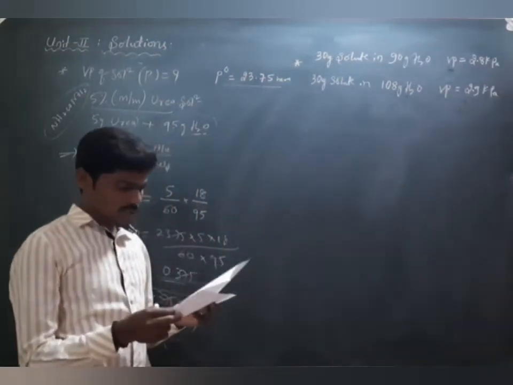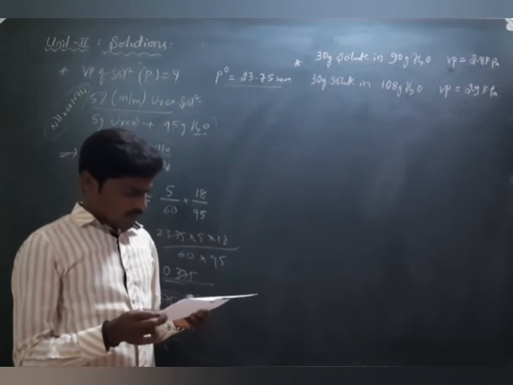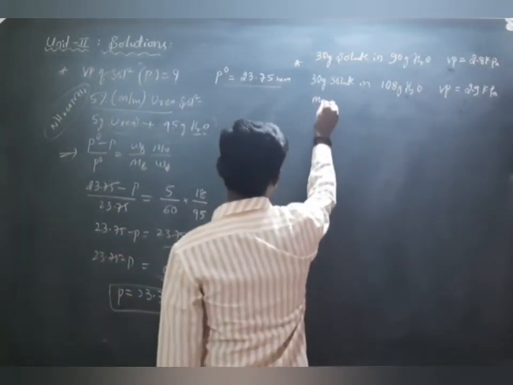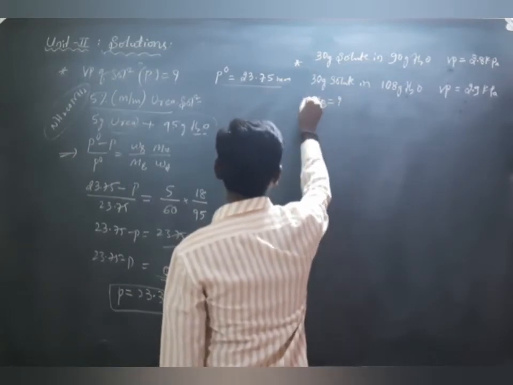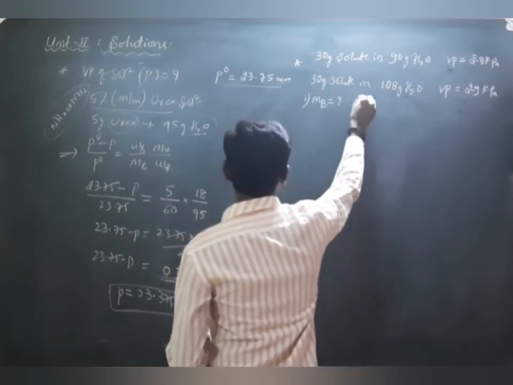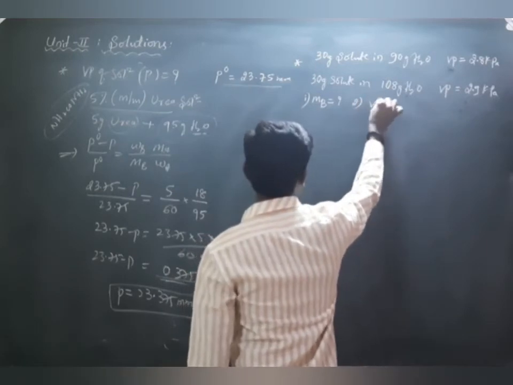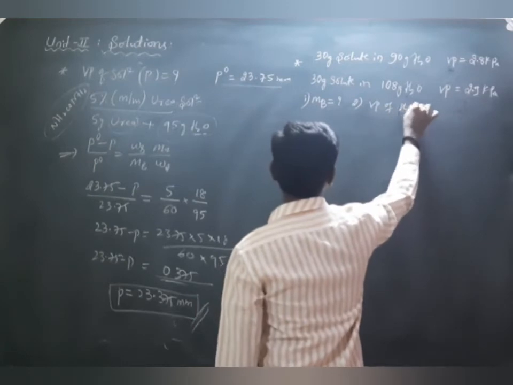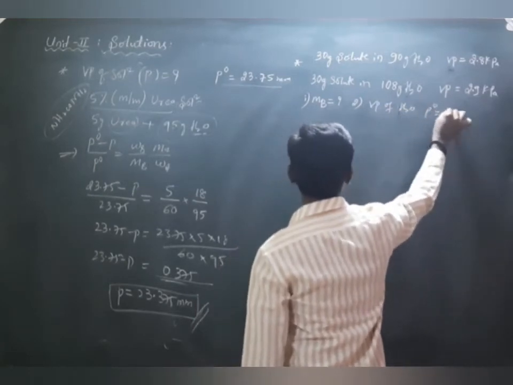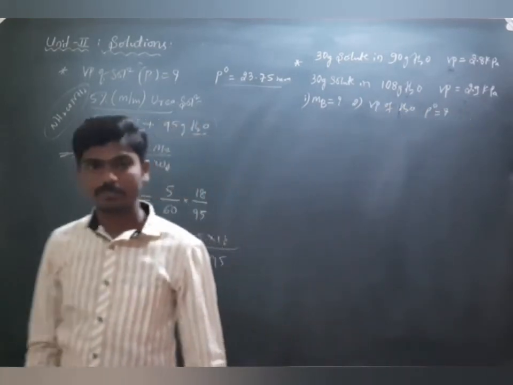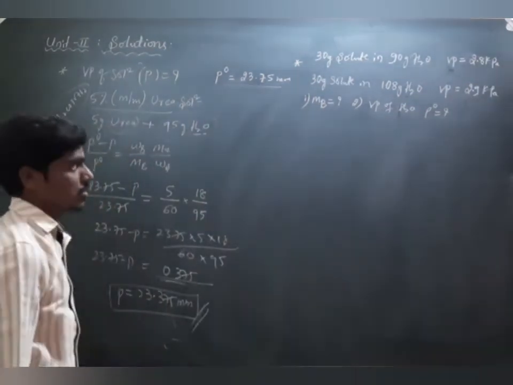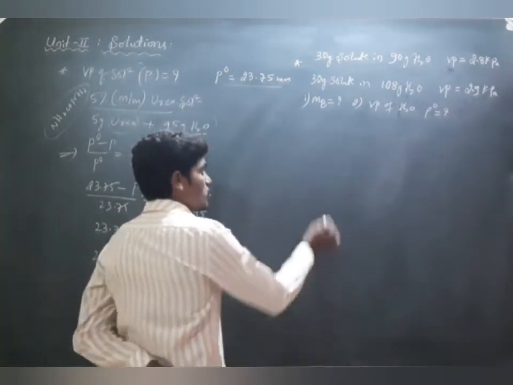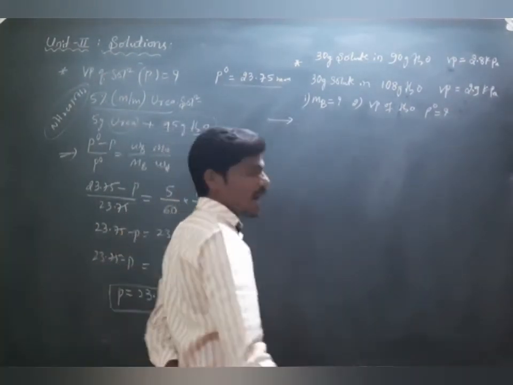Now, the question. Number one, calculate the molar mass of solute, and the second one is calculate the vapor pressure of water, that is P naught, equals question mark. So here you need to consider both the cases. Number one, solution, in the first case, RLVP.